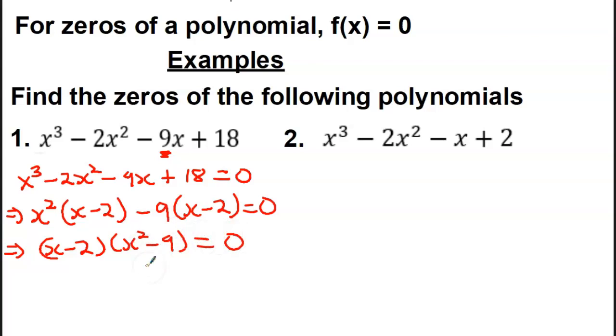Now that is why I was telling you that this must be difference of 2 squares, because you need to factorize this one. And if it is a difference of 2 squares, it becomes easier to do it. So because this is difference of 2 squares, we can, so x minus 2 times, this one is difference of 2 squares, so it becomes x plus 3 and then x minus 3.